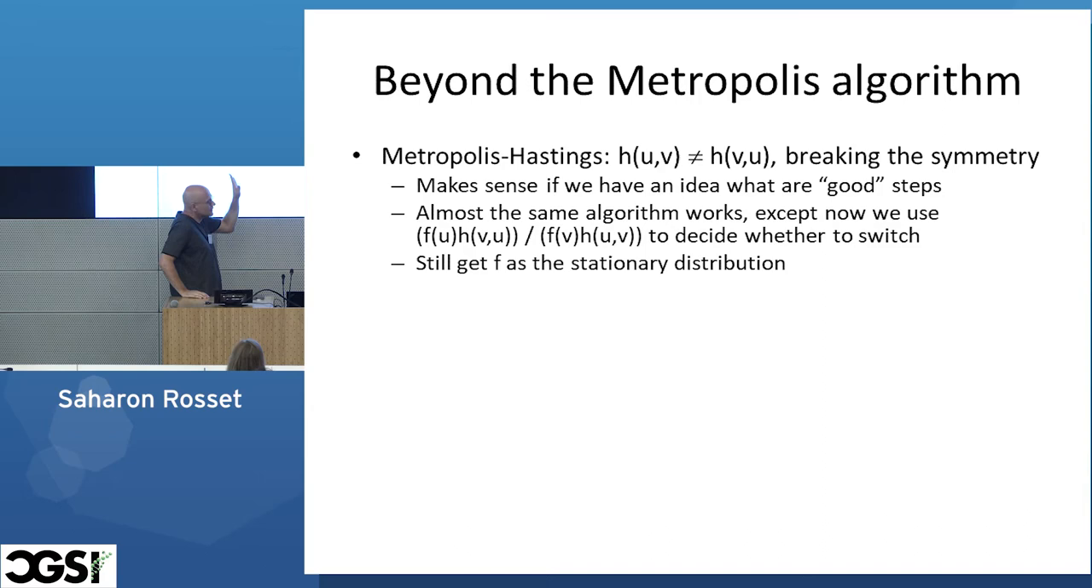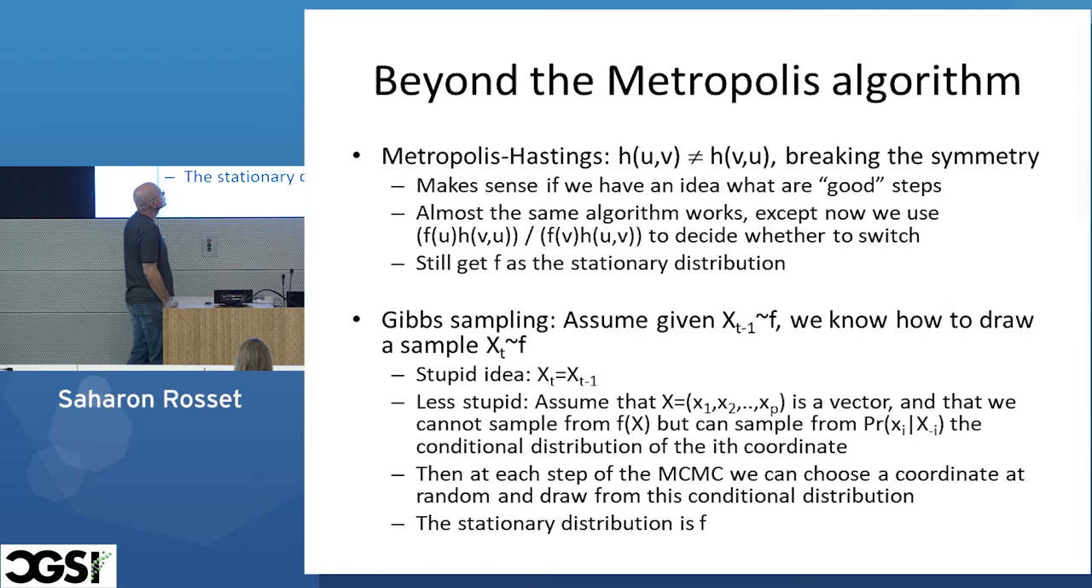A more interesting thing is what's called Gibbs sampling. The idea with Gibbs sampling is, if I have a way that given a sample that's already from f, I can generate a new sample from f, then I can use that to assure that I have the stationary distribution. The simplest example is what I gave before. If I just keep it the same, then I'm still at f and I remain at f, but I've done nothing useful. So if I have a way of changing it, but in a way that the distribution remains f, then that's what a Gibbs sampling algorithm does.